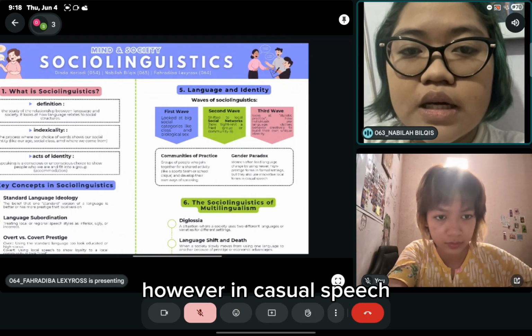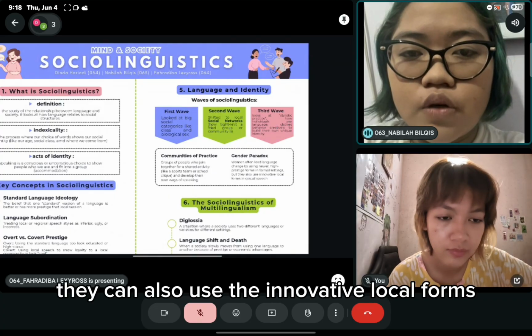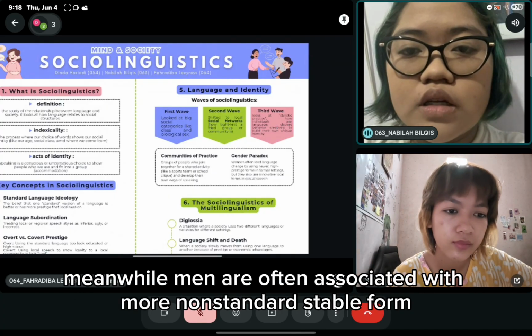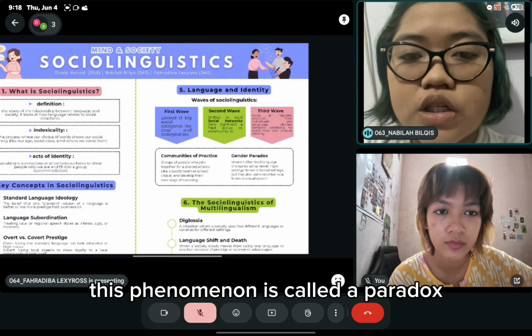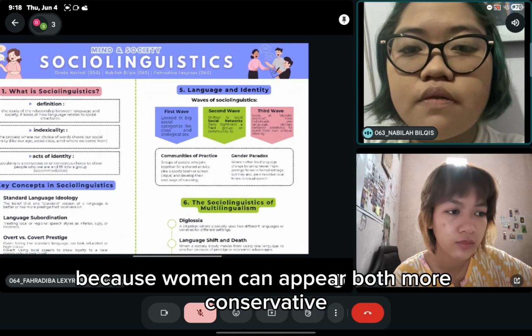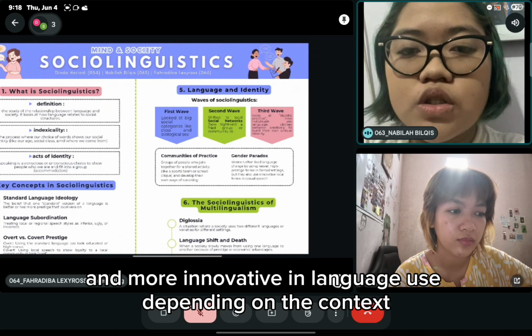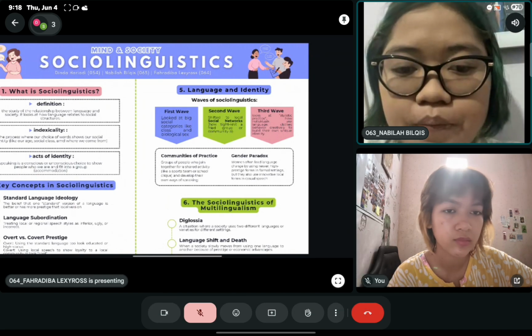However, in casual speech, they can also use innovative local forms. Meanwhile, men are often associated with more non-standard stable forms. This phenomenon is called a paradox because women can appear both more conservative and more innovative in language use depending on the context.